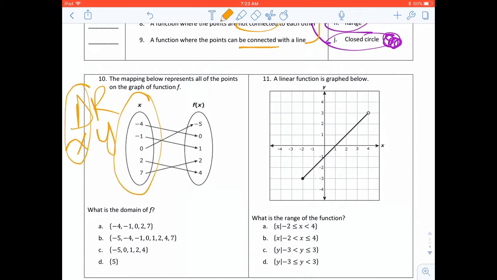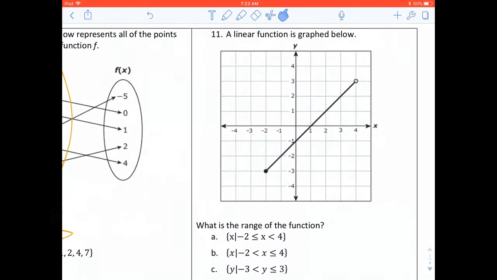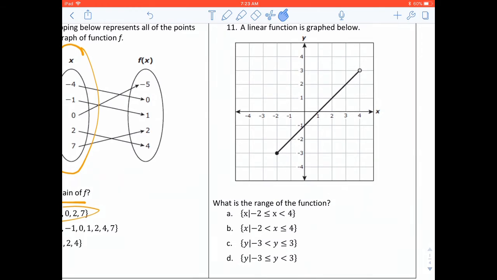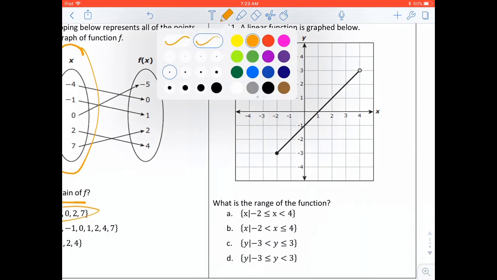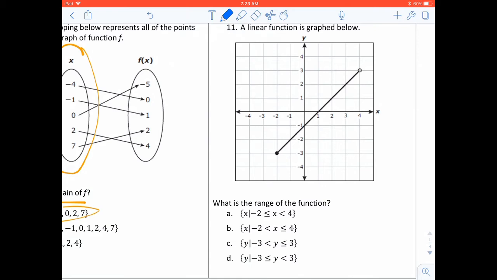Let's look at 11. A linear function is graphed below. What is the range? Range, we said, if we go back to Dr. XY, range deals with the y values. So we're going to cross out anything that has to do with the letter X. All right, so let's look and see how it goes. It kind of starts down here at -3 and it goes all the way up to +3. So we know it starts at -3 and it stops at +3.